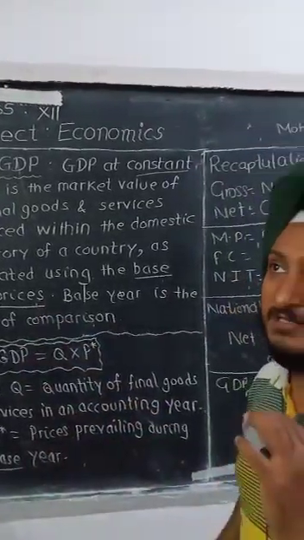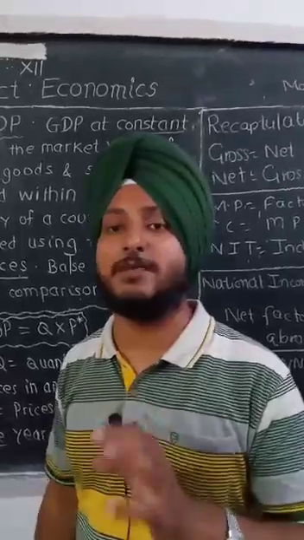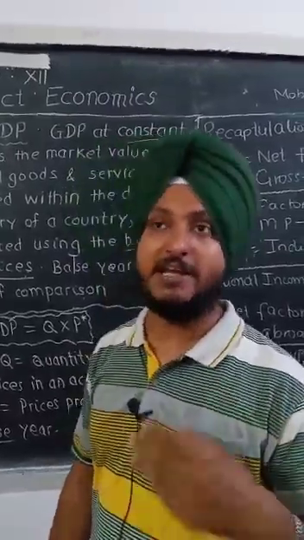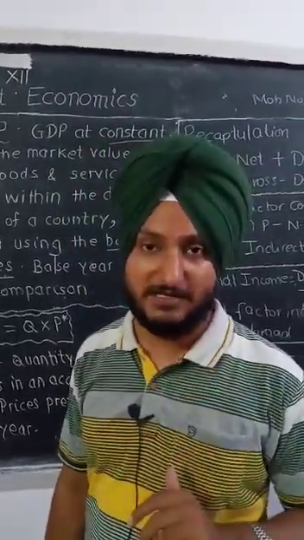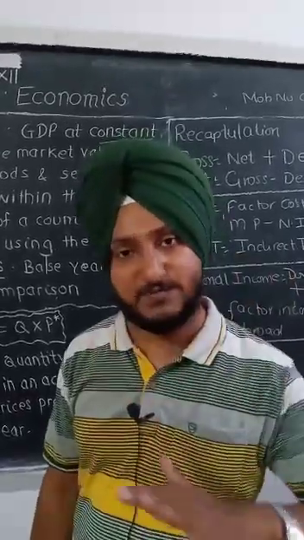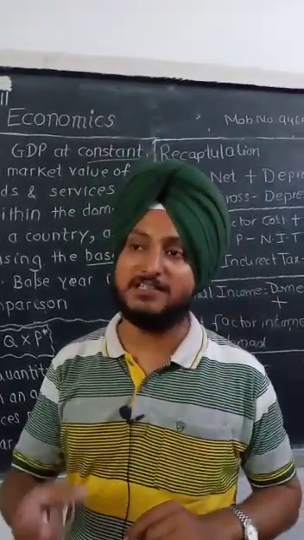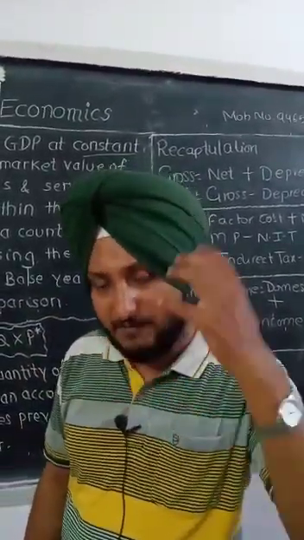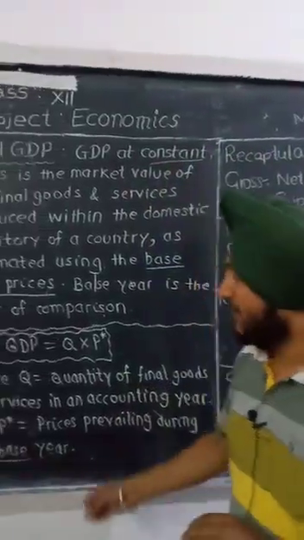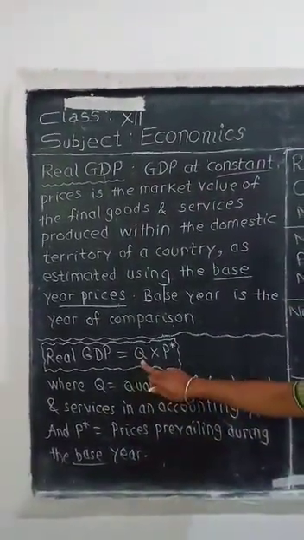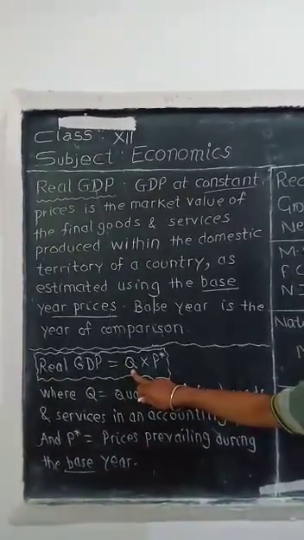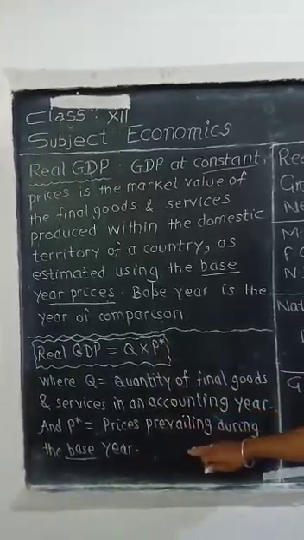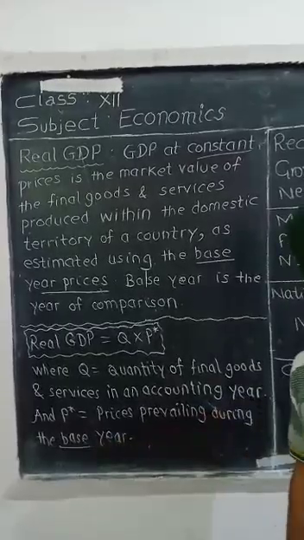For example, in the year 2020, the price of petrol is 80 rupees per liter. In 2015 it was, let's say, 65 rupees per liter. In 2010 it was 55 rupees per liter. So if we are comparing the prices of petrol with 2015, then the prices of petrol of 2015 will be deemed as base year prices, okay. And here is the equation: real GDP is equal to quantity, again quantity of final goods and services produced within a year, into P star. So here star means prices prevailing during the base year, not of this year, not of current prices.